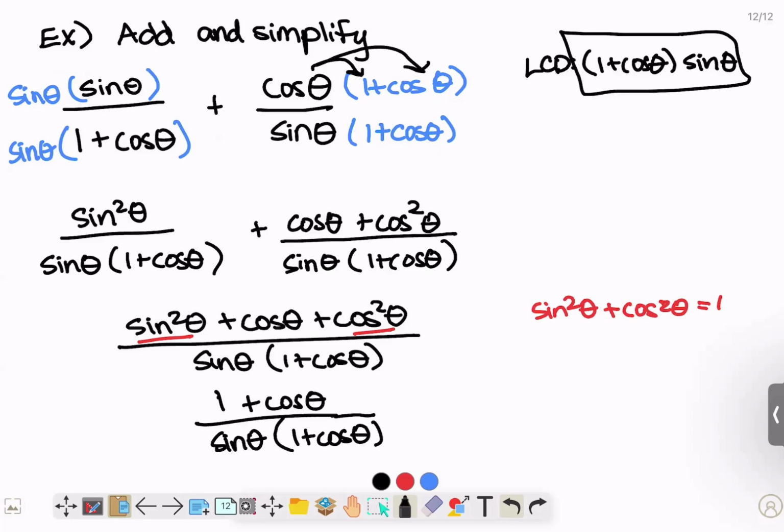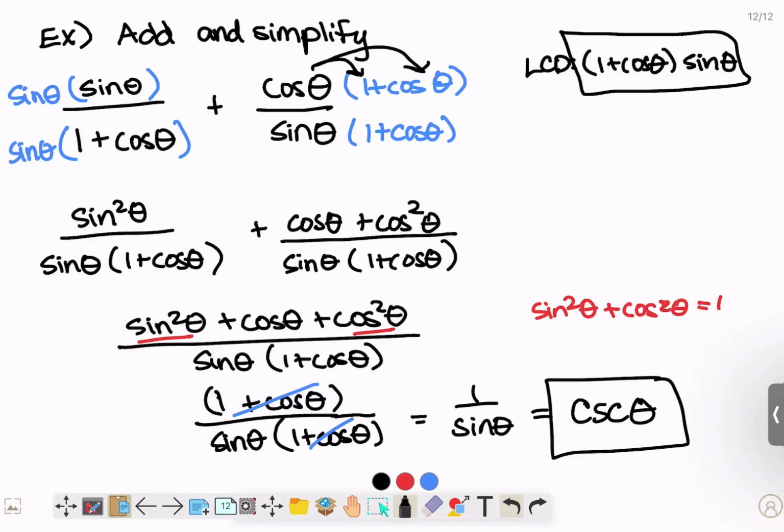Now to simplify it, I see a common factor between the top and the bottom. And so this is why I didn't multiply it together, because the only way you can see this is if it's factored. A reminder here, you can only cancel factors. So it would have to be written as a multiplication before you can start canceling stuff. You can't cancel things that are being added together. But I can cancel here both of these 1 plus cosines, and what I end up with is 1 over sine. And I can simplify that even further because I know 1 over sine theta is cosecant. So I have simplified this all the way from those two fractions down to just cosecant.